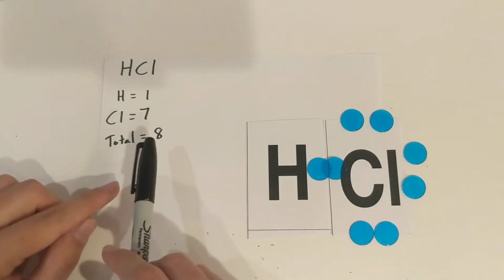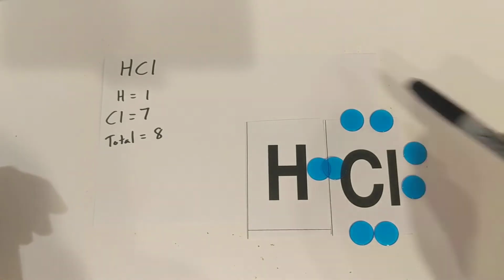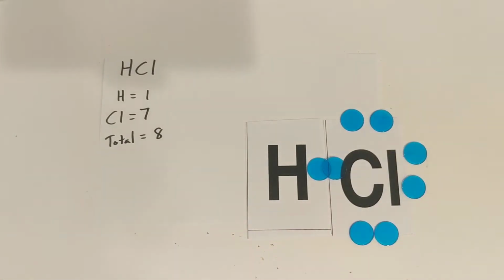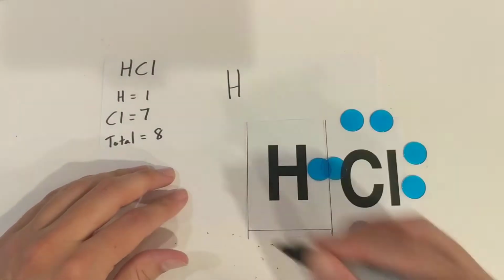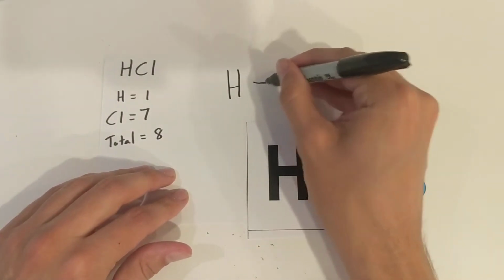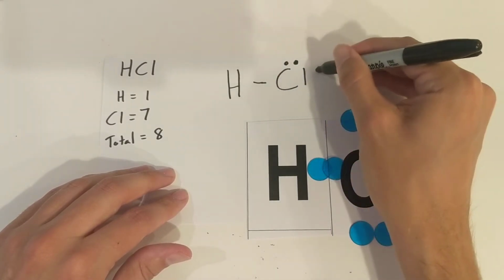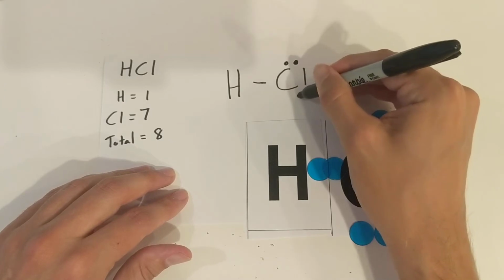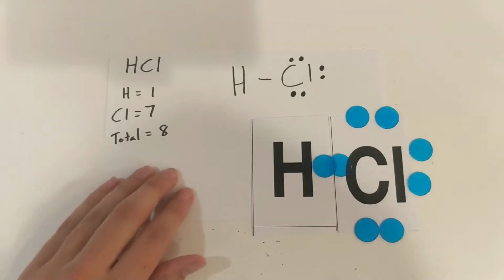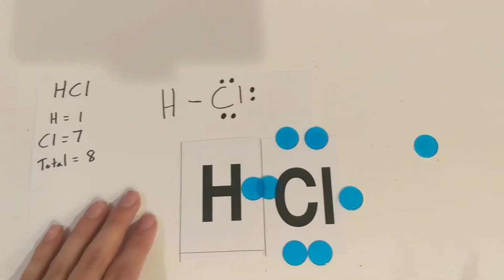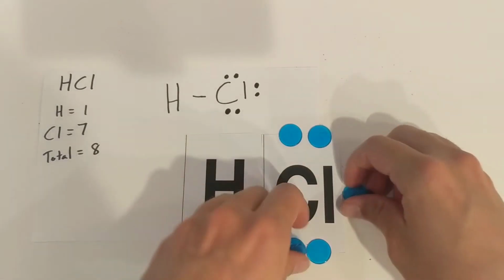Last thing we got to do is check if our total number of valence electrons stayed 8, and there's 8 still. So we can draw this out, and it would look like H single bond to a chlorine, and the chlorine has its lone pairs all around it. So that's what HCl would look like. All right, so let's do another example.